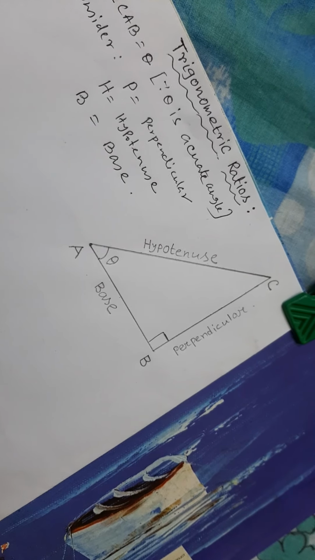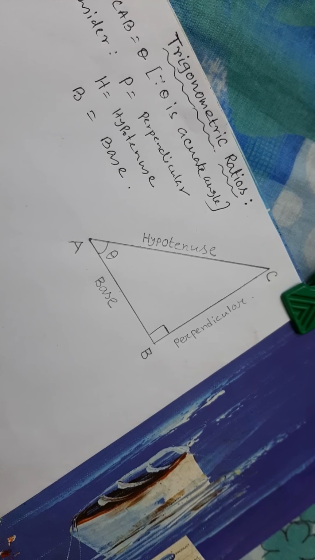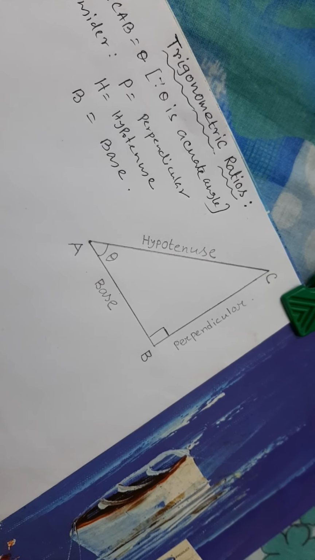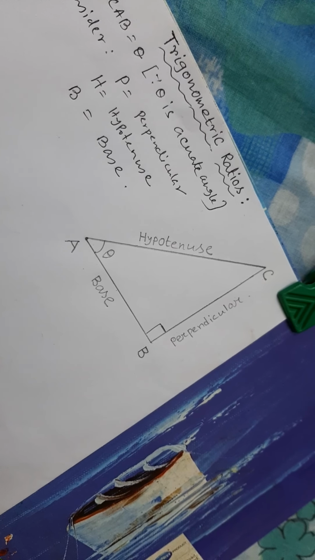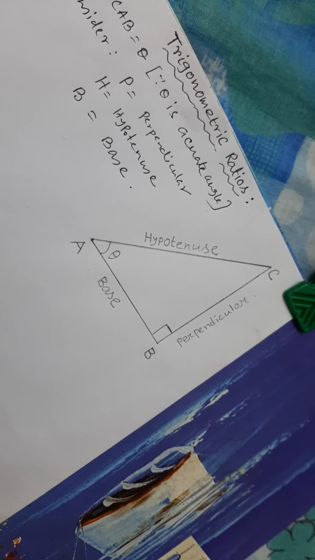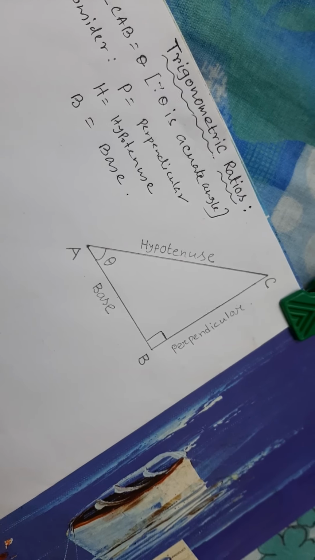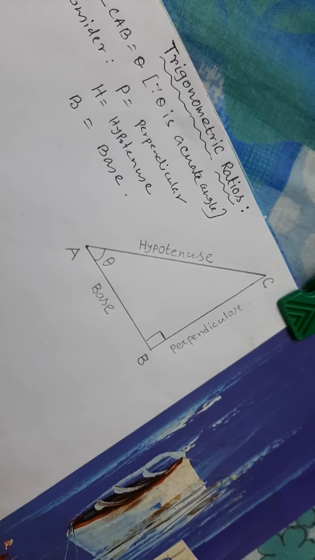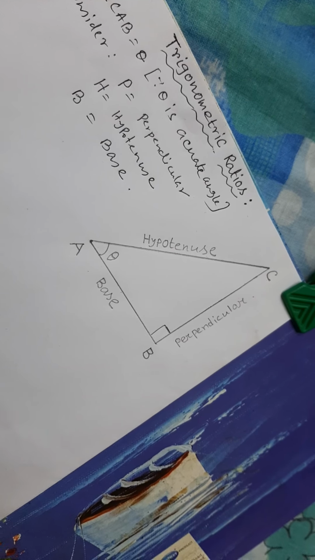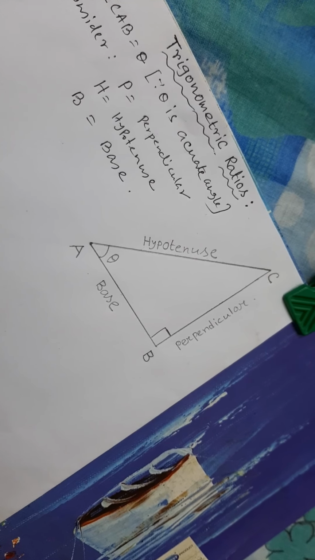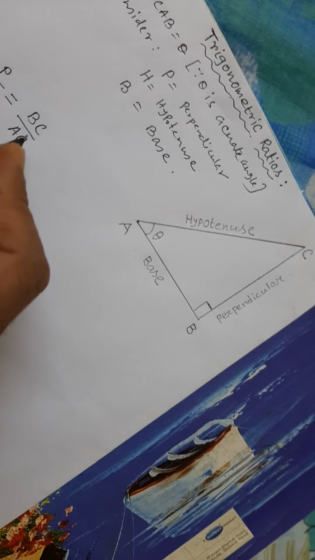So remember, hypotenuse is the longest of the 3 sides, and it is opposite the 90 degree angle. The opposite side of the 90 degree angle is always called hypotenuse, that is fixed. With respect to angle A and angle C, base and perpendicular are always changing, but hypotenuse is always fixed. So BC by AC.